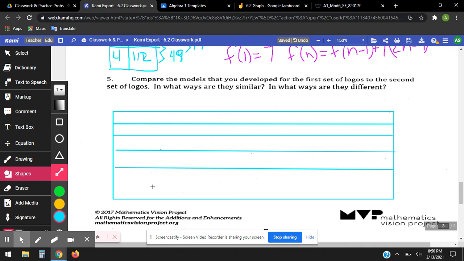You can probably draw this much faster than me because I have to do it this way. And then let's do, need to do three columns here. It's kind of a sloppy table, but that's all right.